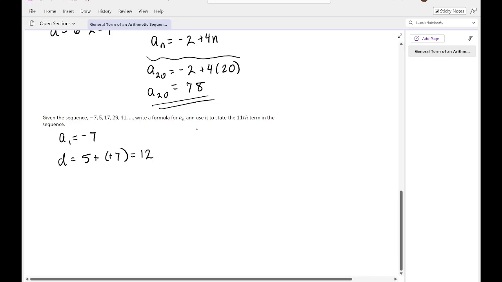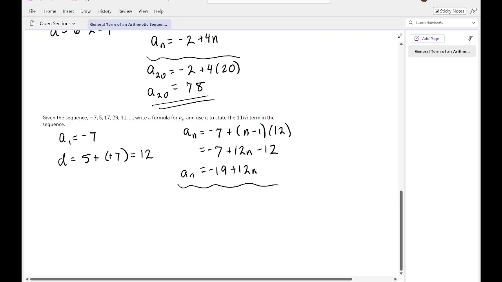So now we can write our formula. So a sub n is equal to our first term, which is -7, plus n minus 1 times the common difference, which is 12. Again, we're going to clean it up and make it look nice. Distribute the 12 across. -7 plus 12n minus 12. And then combine like terms. We get -19 plus 12n. So this is our general formula for the sequence.